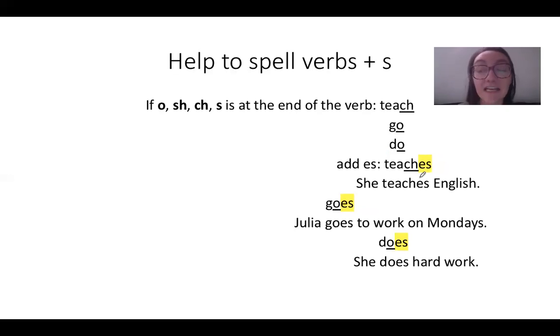You add an ES to the end of the word. So this is all you have to add. You don't have to change any of them. You just add an ES. So you would say she teaches English, or goes. Julia goes to work on Mondays. You just add an ES. She does hard work. That's all you've got to do.